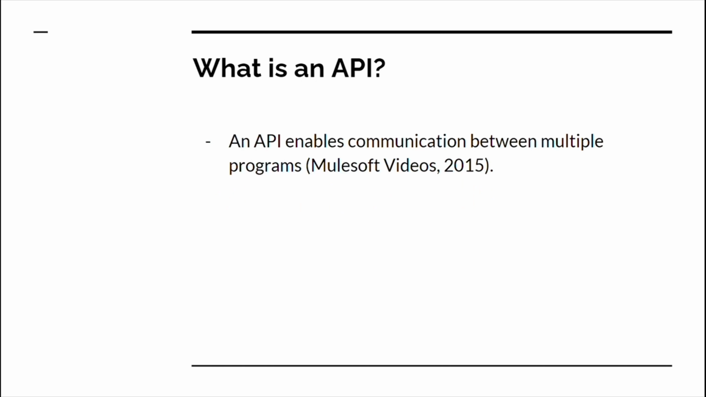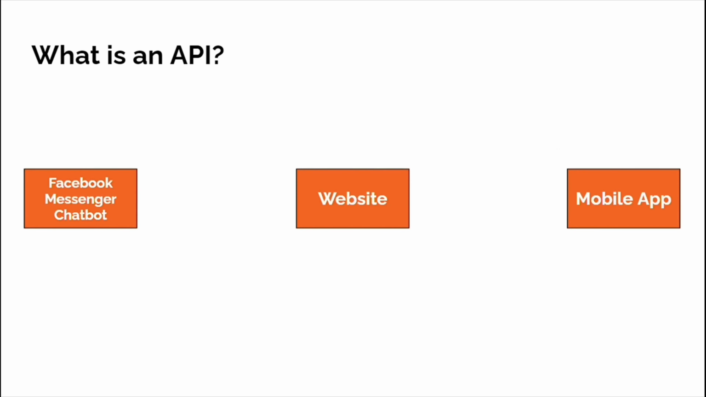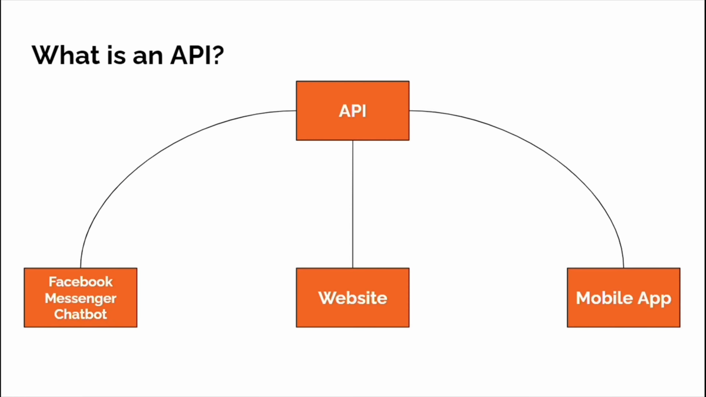An API enables communication between multiple programs. Suppose you're a company owner who made a Facebook Messenger chatbot, a website, and a mobile app for your company. Now, we want these three to output the same data. So what you can do is create an API that will handle all the data. And then these three apps will ask the API about the data. That way, they will all display the same data.